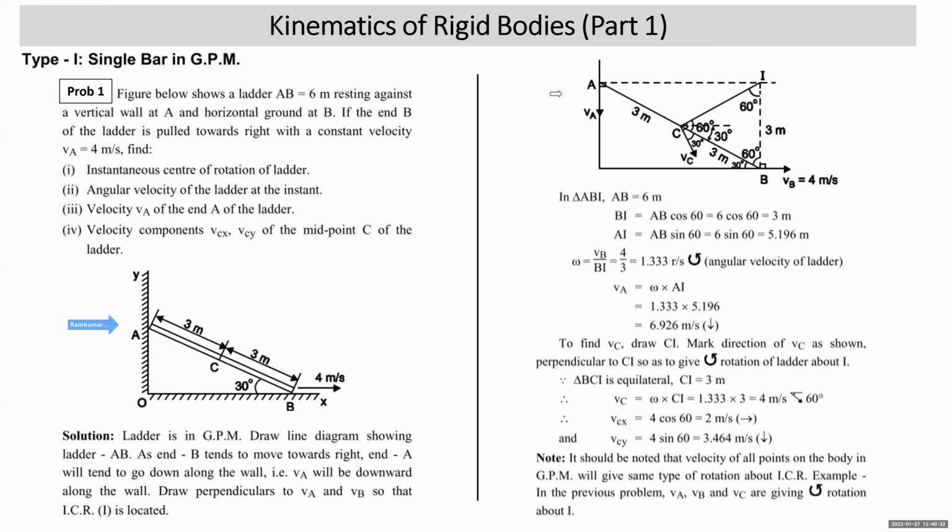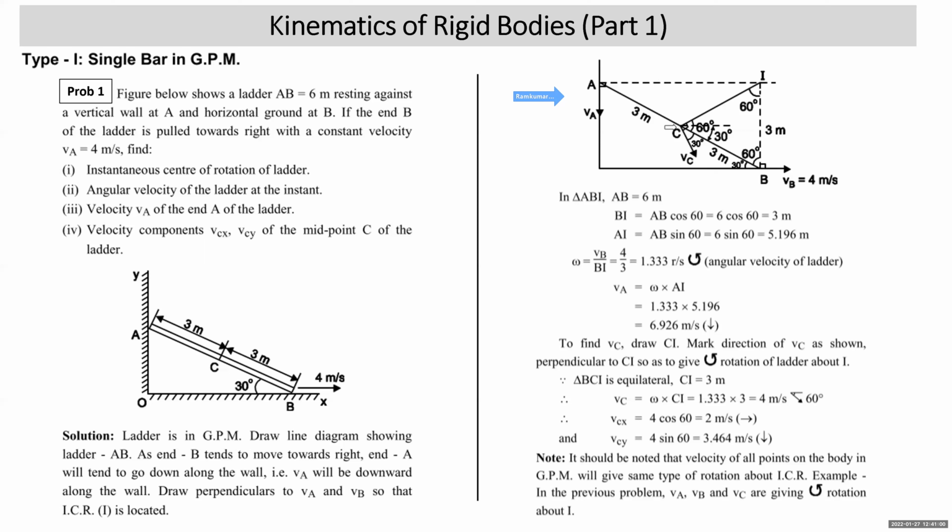So we draw a line diagram as I discussed. I have drawn the X and Y lines. I have drawn the rod. Right here we should make sure that this 30-degree angle is visibly less than 45. When you are drawing the diagram, make sure that this angle of 30 degrees is lesser than 45. B is being pulled towards the right with 4 meters per second, and A will go down with velocity VA. Draw a perpendicular to VB, draw a perpendicular to VA. You get the ICR.